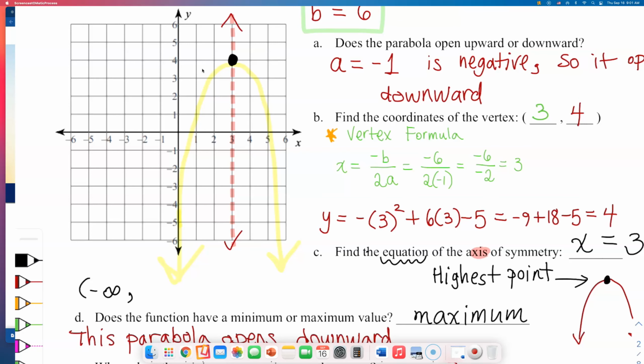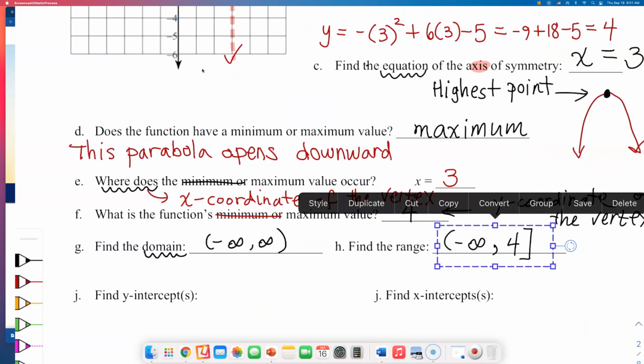Well, how high does it go? What's the highest point of this graph? 4. But it does have a value at 4, right? So what I'm going to do is draw a bracket after 4. It will be wrong to say negative infinity to 4 with the open parenthesis, because if you do that, you are telling them that the graph doesn't touch 4. Okay, it goes really, really close to 4, but it does touch 4. So it needs to have a square bracket, and that is the range for this quadratic function.